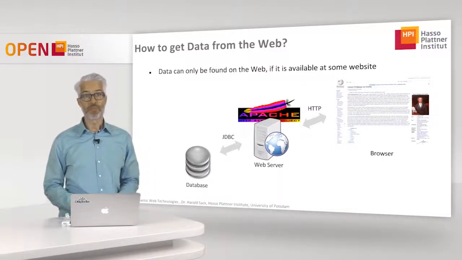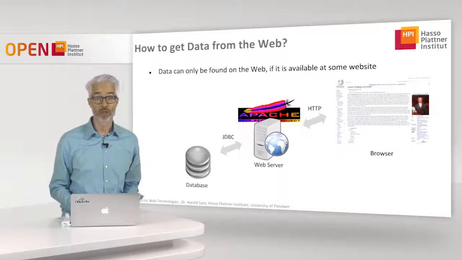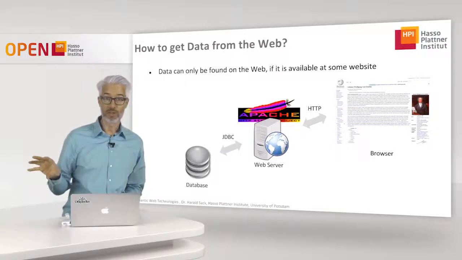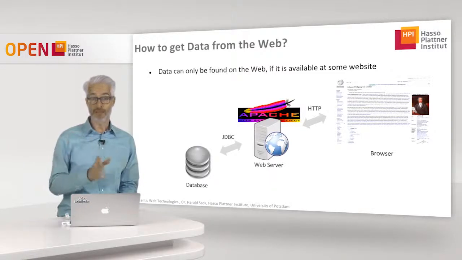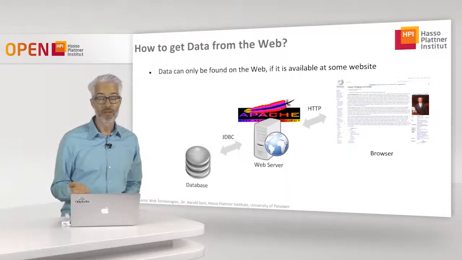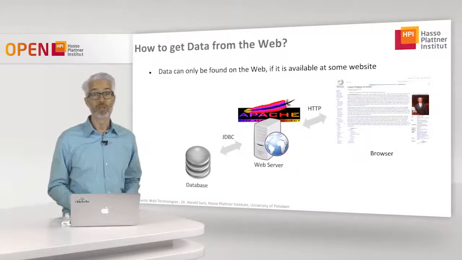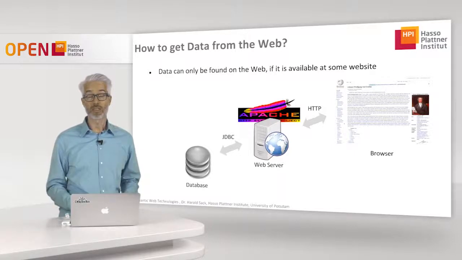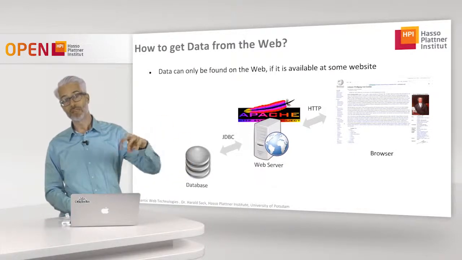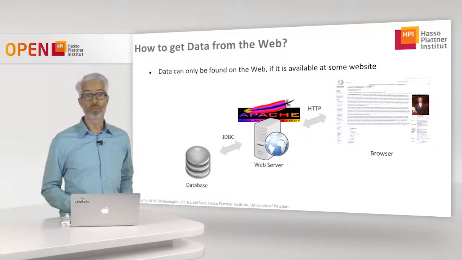So first of all, if you want to get data from the web, how does this work? Let's say the usual or traditional way is that you access everything on the web with your browser, which means there must be a web server somewhere, like the Apache web server here, which aggregates, generates and delivers the HTML file that is then represented in your browser.